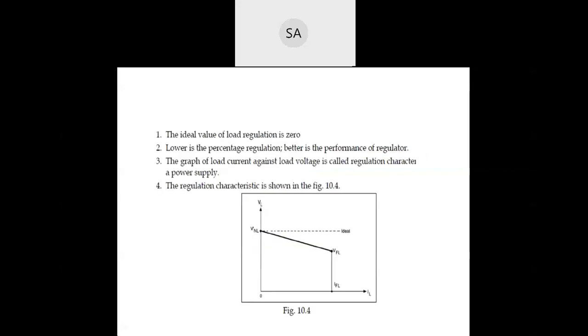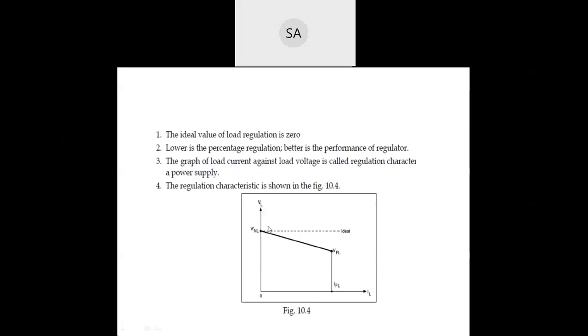The ideal value of load regulation is 0. Lower the percentage regulation, better is the performance of the regulator.